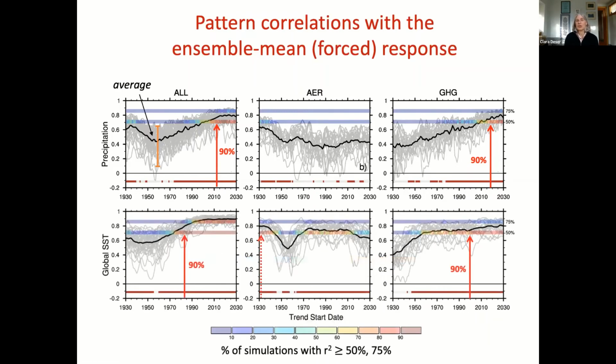And this is what the results look like for sea surface temperature. The take-home message is that you can detect these patterns earlier and more robustly in the global SST field than in the precipitation, but there's still a lot of spread.